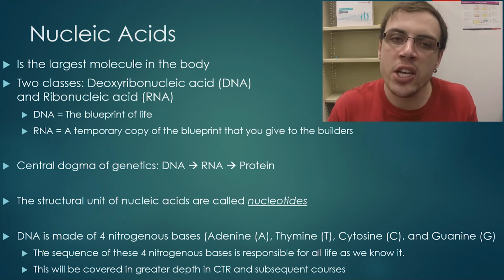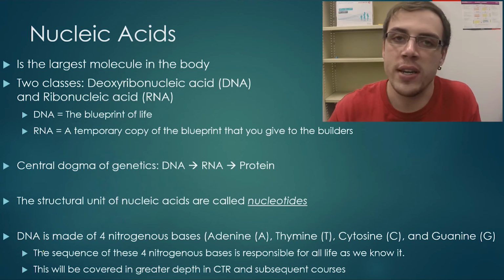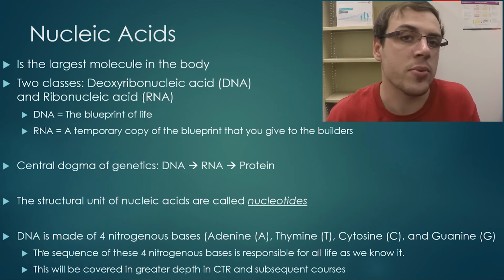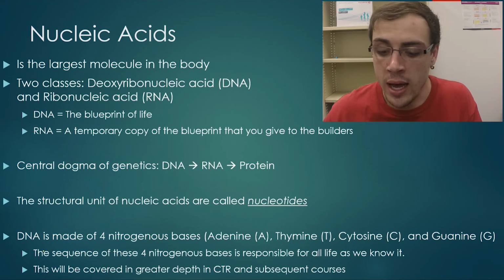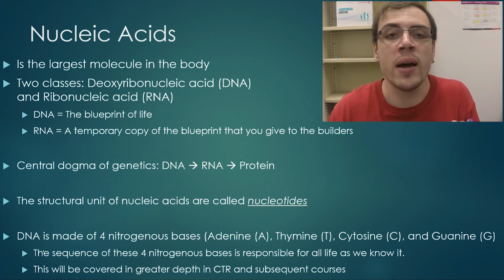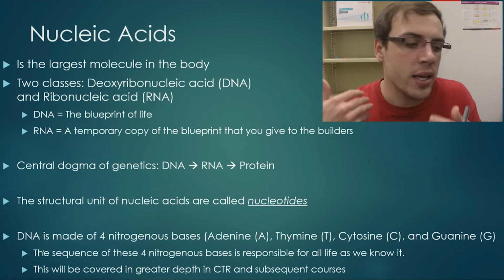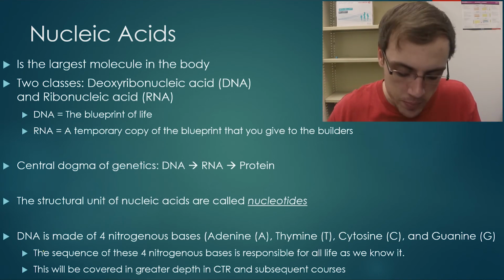So different sections of the library will code for different things, and this will tell your cells, which is the factory, how to build you. So how to make new skin, how to replicate, how to communicate with your body.